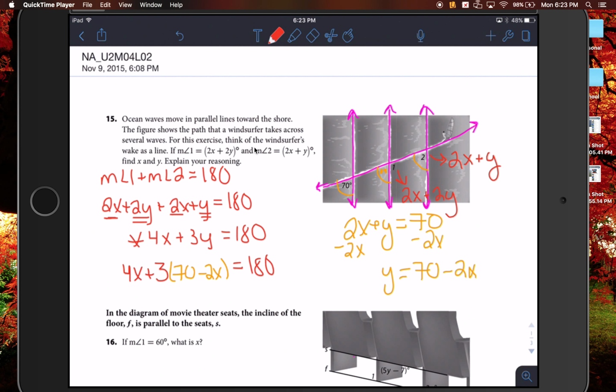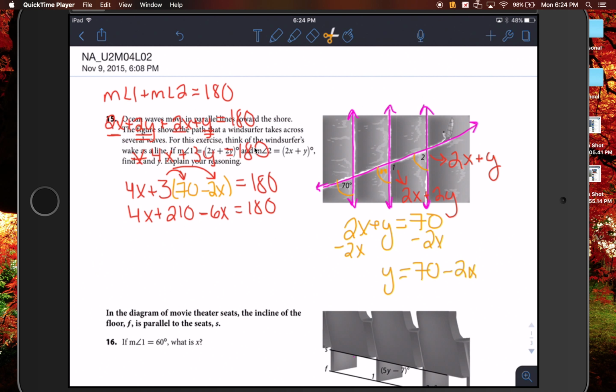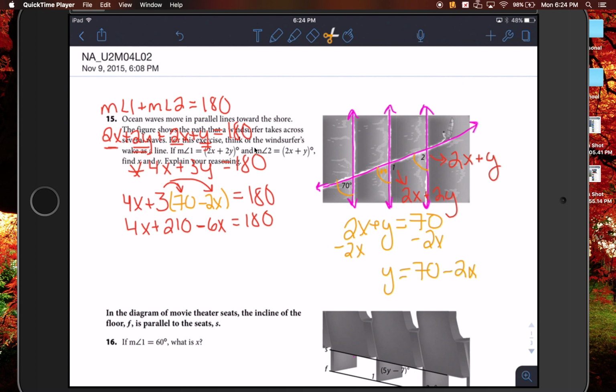Now I'm going to simplify and then solve for x because I only have one variable now. To simplify this, first I have to distribute 3. So I get 4x plus 3 times 70 is 210, minus 3 times negative 2x is negative 6x, and that equals 180. Oh my god, I ran out of space. Let me move this up. I apologize. I'm just going to move this up here so I have more space. Hope you guys can see that.